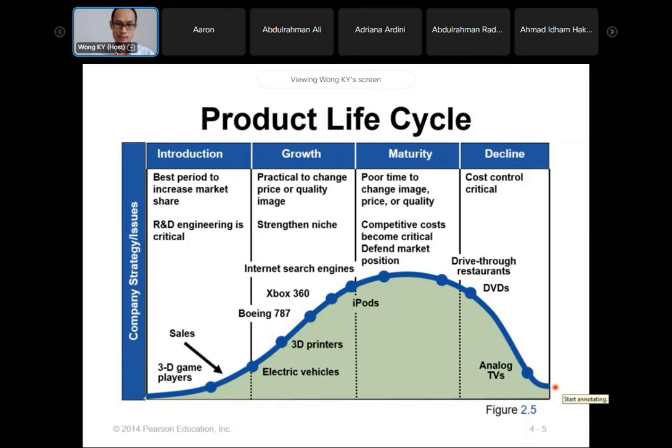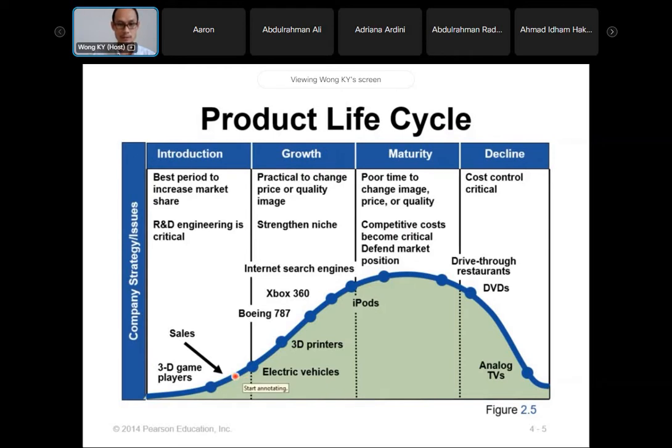For example, electric vehicles. Okay, we have seen electric vehicles in the market. Companies have already launched electric vehicles several years ago. In the US, Tesla is making a lot of electric vehicles. In China, we have a company called Evergrande, which is also launching a lot of electric vehicles. But the demand for electric vehicles is still picking up.